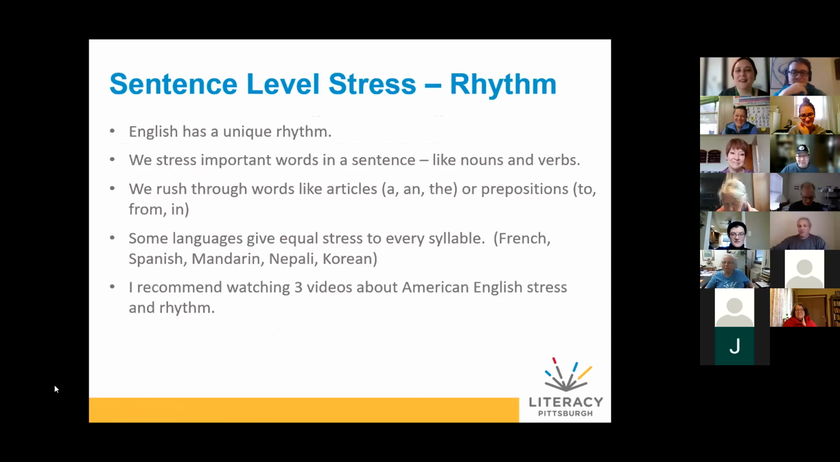All right. Next, let's talk about sentence level stress. This is where we get into a little more of the rhythm of English. English has a unique rhythm. We stress important words in a sentence, like verbs and nouns. And we rush through or unstress little words like to and the, generally speaking. Okay, there's always exceptions. If we're using emphatic stress, that's a different topic.